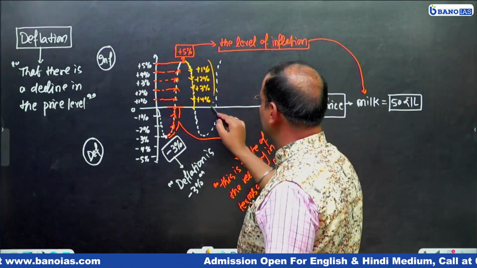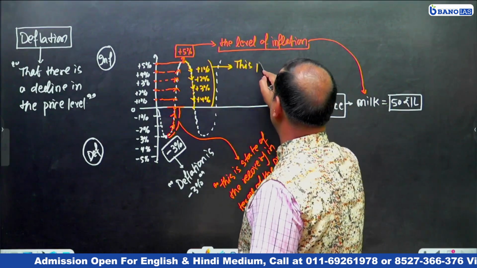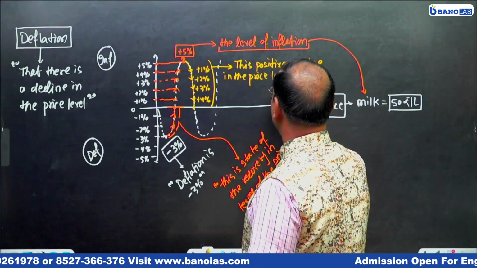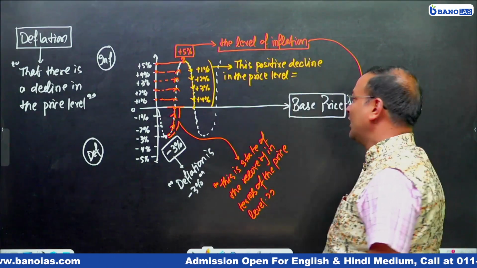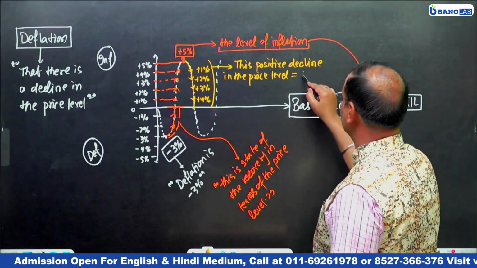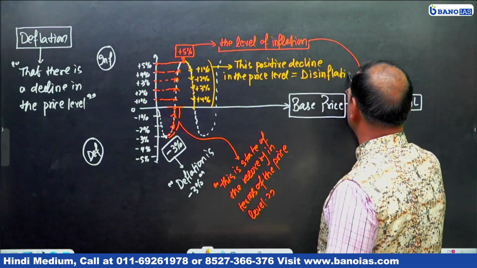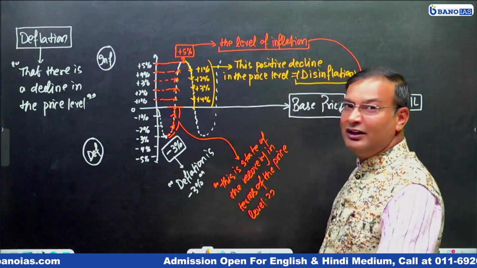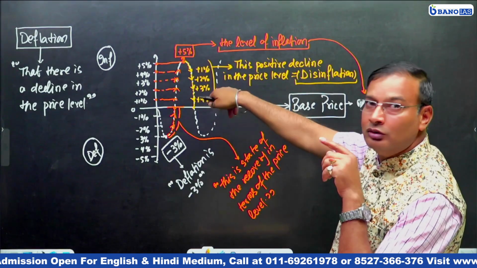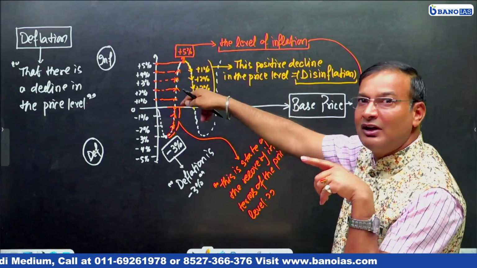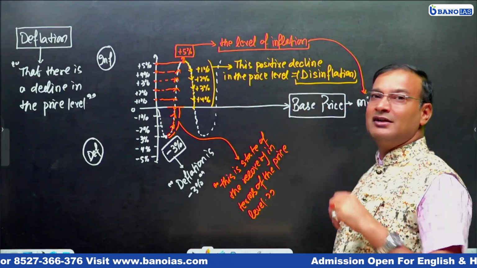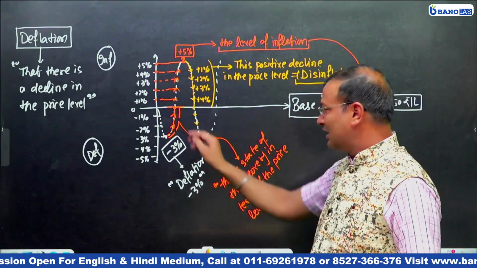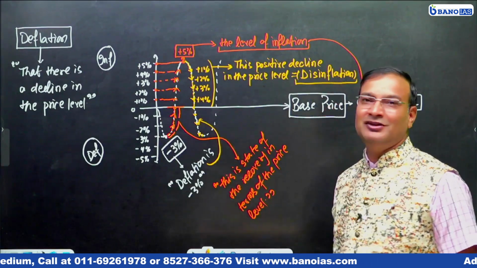So dear student, this positive decline in the price level, economics uses a very popular term for it, which is known as disinflation. Disinflation means a positive decline in inflation, but it is taking place above the base. So although it is a positive decline in the price, we have called it disinflation. And the moment this scenario takes place below the base, you will say deflation is happening. Getting my point?